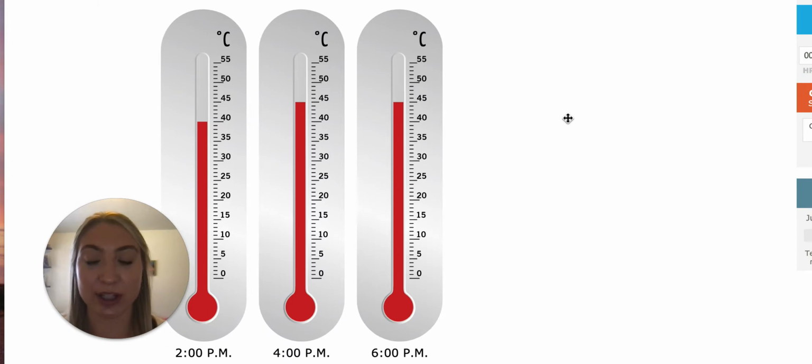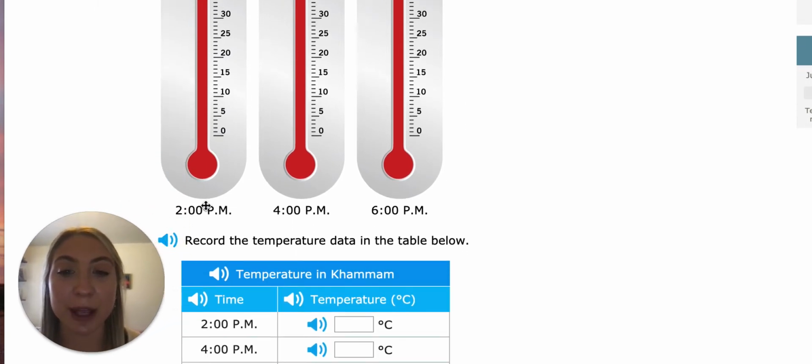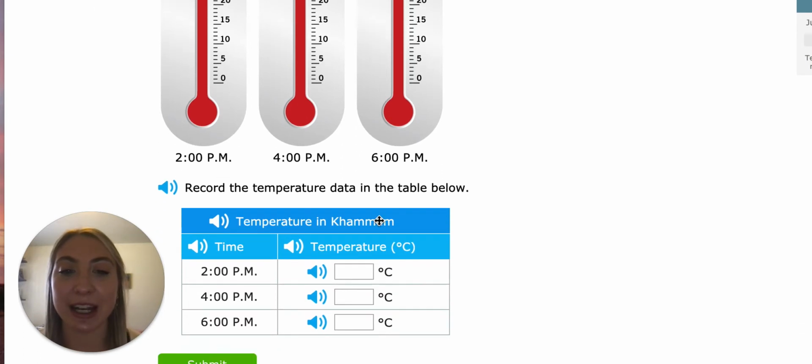And as we notice up here, there's two ways that we can view temperature. We can view it as Celsius or Fahrenheit. The C means Celsius, the F means Fahrenheit. So right here, these thermometers are in Celsius. So he's checking them every 2 hours. He checks them at 2 p.m., 4 p.m., and 6 p.m. And they're asking us to record the data in the table below.